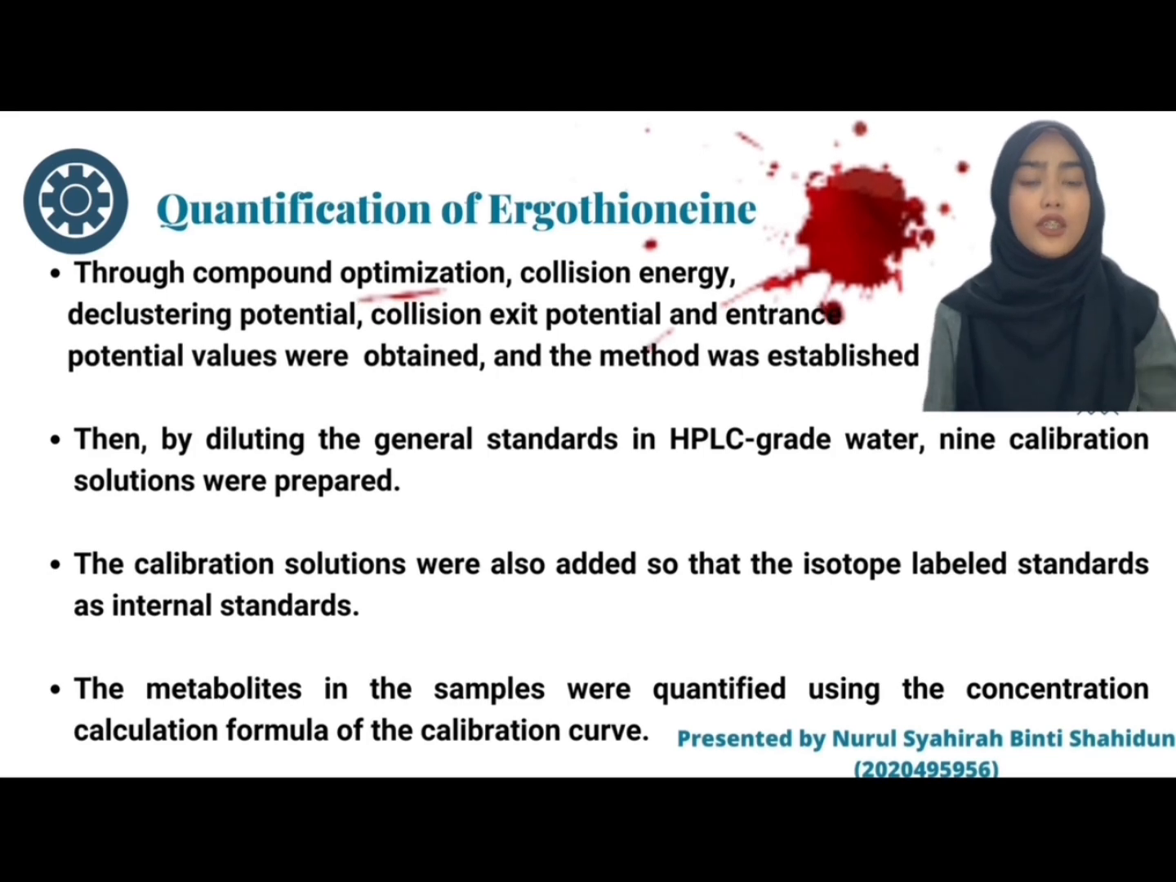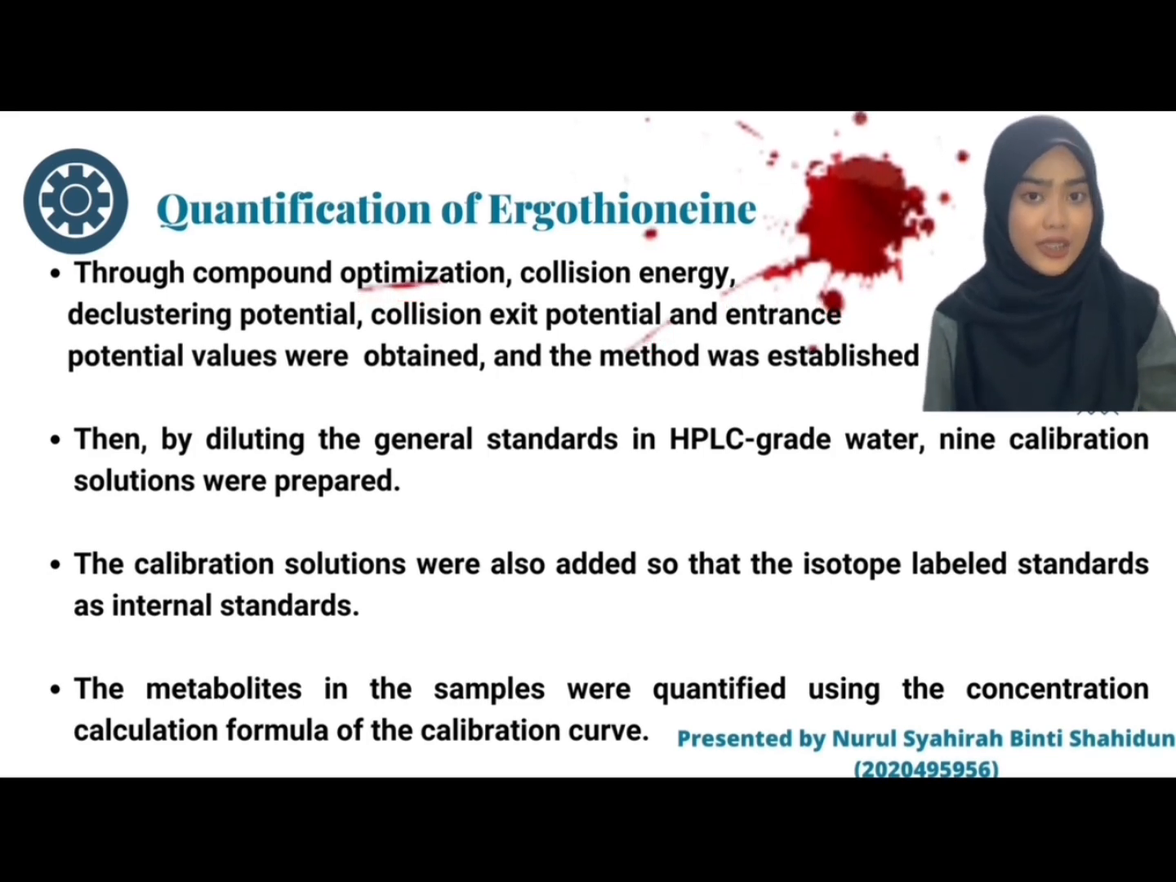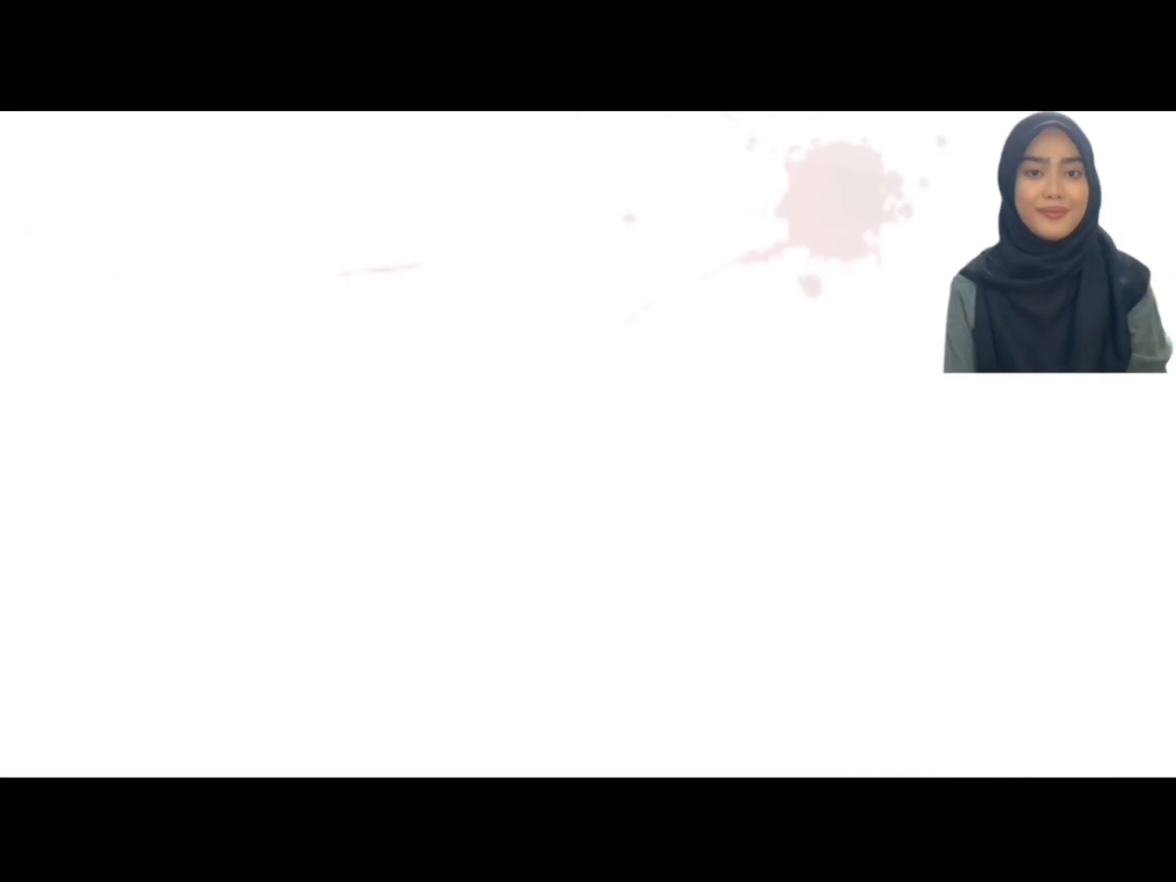The quantification of ergothioneine part: compound optimization yield, collision energy, declustering potential, collision exit potential, and entrance potential numbers, establishing the approach. 9 calibration solutions were made by diluting the common standard in HPLC grade water. The calibration solution contained the isotope-labeled standards as internal standard. The calibration curve concentration calculation formula quantifies sample metabolites.